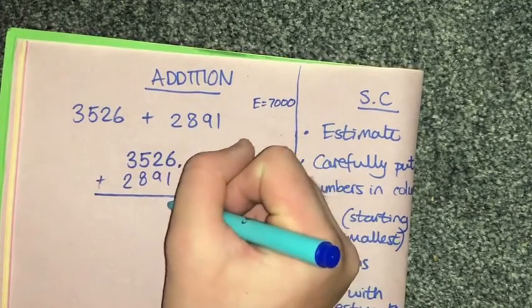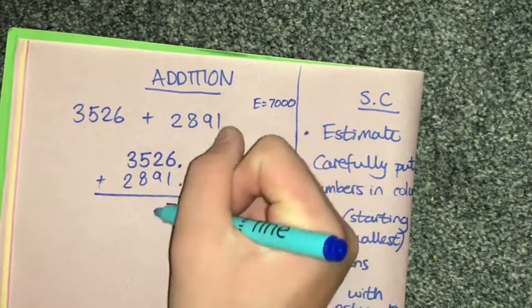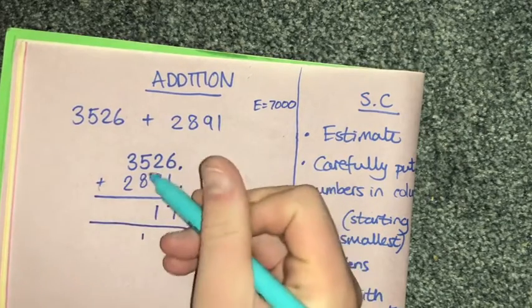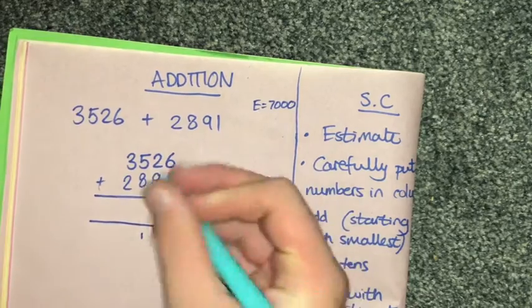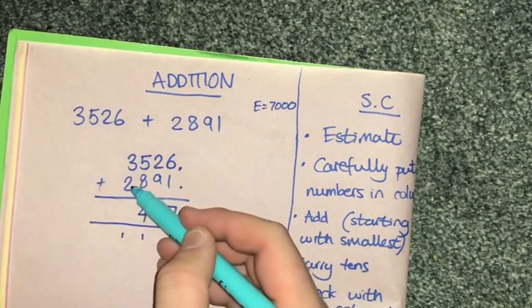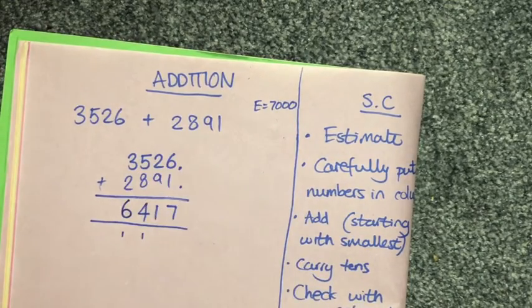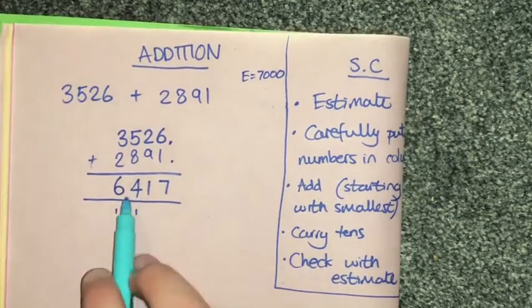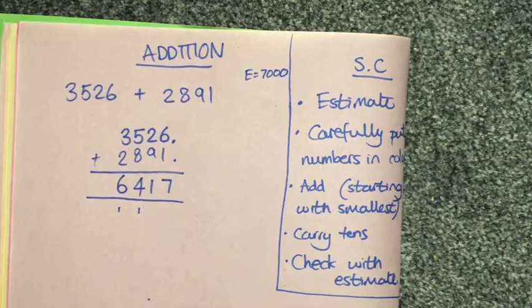Then we add, starting with the smallest column that we got, which is the ones. So we do 6 add 1 is 7. 2 tens add 9 tens is going to be 11 tens, so I'm going to carry that 1 into the next one. 500s add 800s is 1300s, plus that one, 1400s. And then 3000s add 2000s is 5000s, plus that one, 6000. And then finally, check with my estimate. So my estimate was 7,000. I've got an answer of 6,417. I think I'm okay with that.